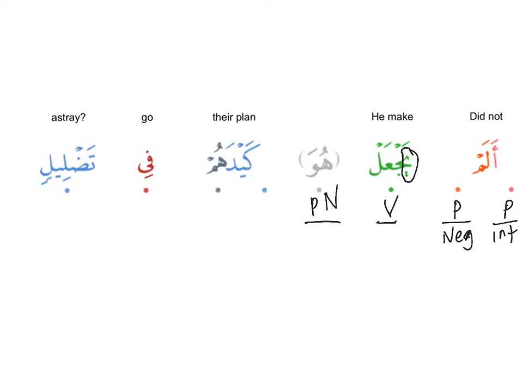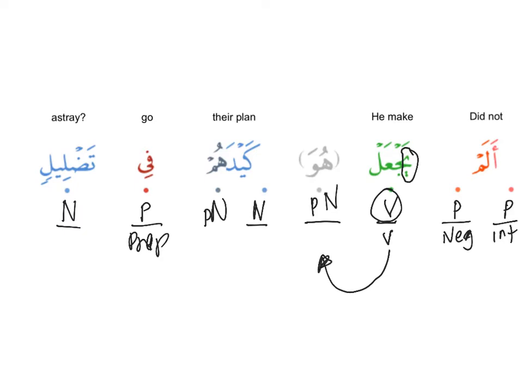And then you have kaidahum. Kaida would be a noun, and then hum would be a pronoun. Fi, particle of preposition. Okay, and then tadlil would be a noun. Okay, now what do we do first? We find the verbs. All right, so you have a verb here, yaj'al, he makes. So this is done, verb, and then you have a subject of verb, which is huwa, he.